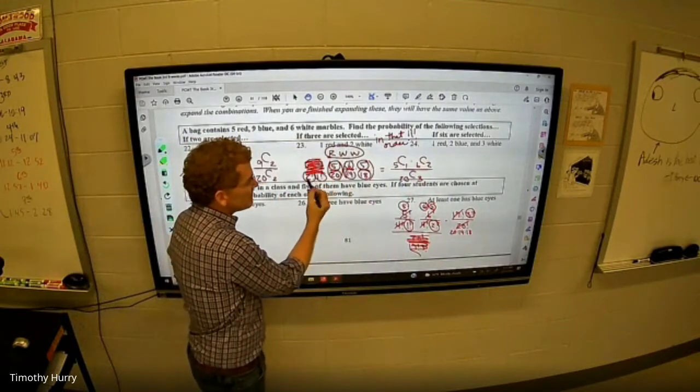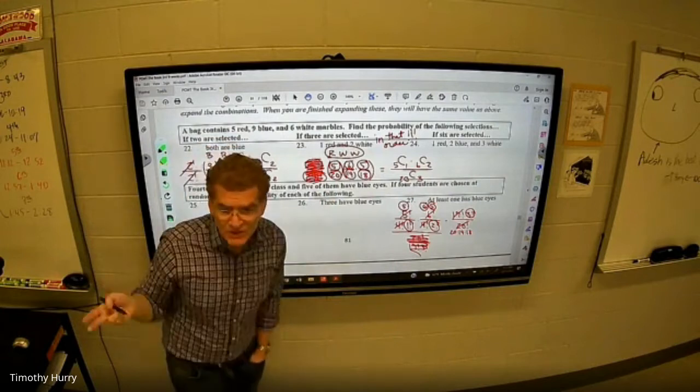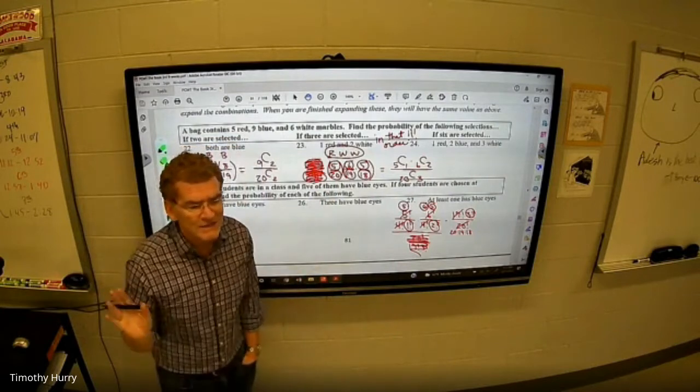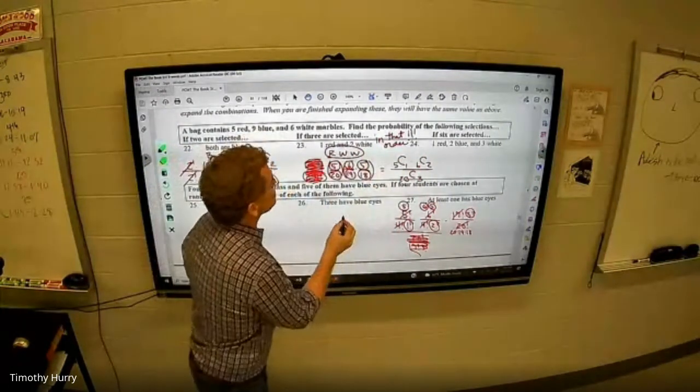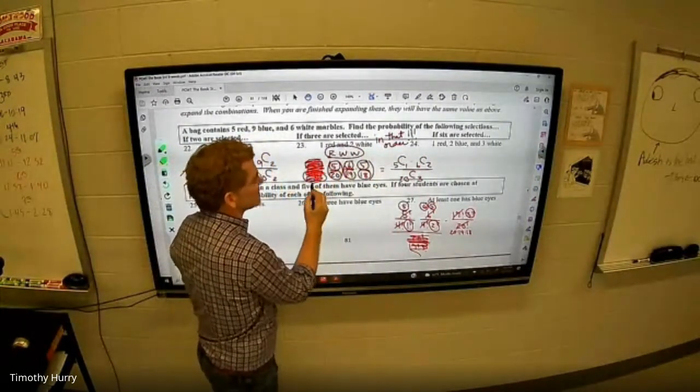This, because that was counting the number of ways to do all the orders. I don't need that thing. So if you ever see "in that order," just do your little fractions, but don't do this part.